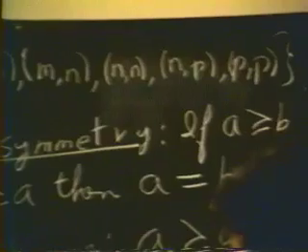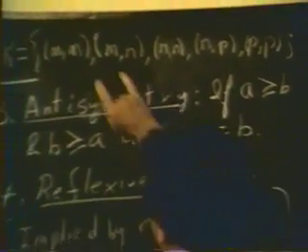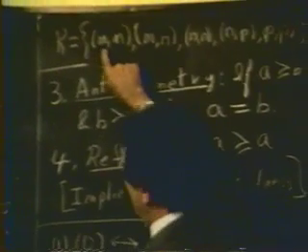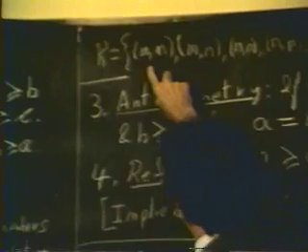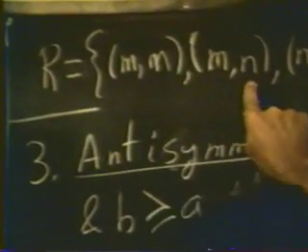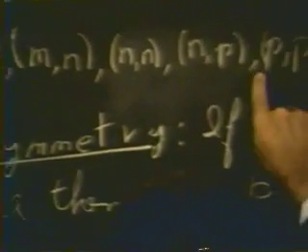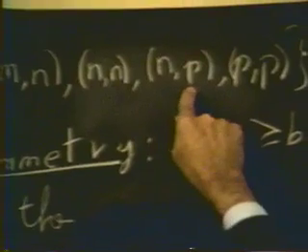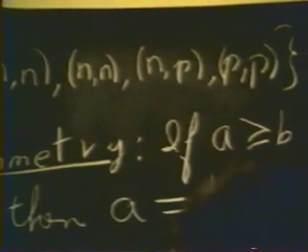Now we can ask ourselves, what fails here? Well, first let's check connectedness. If we take any two objects, M, N, and P, taking any two, we have to check that the relation holds at least one way. Well, here M is in relation to N. And here is N in relation to P. Now we ask ourselves, what about P and M?